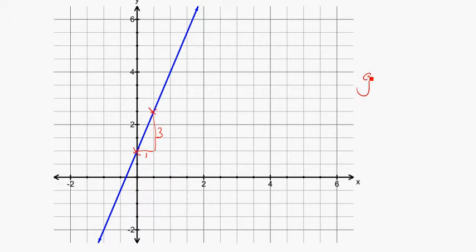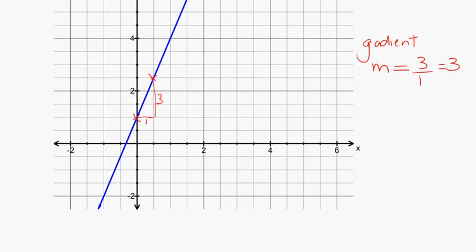So the gradient, and often the gradient is m, what does it equal? Rise over run, 3 over 1, which is 3. And it's positive, because you always go along first. If you go up to the line, it's positive, and if you go down to the line, it's negative. And we'll have a look at that in the next line.